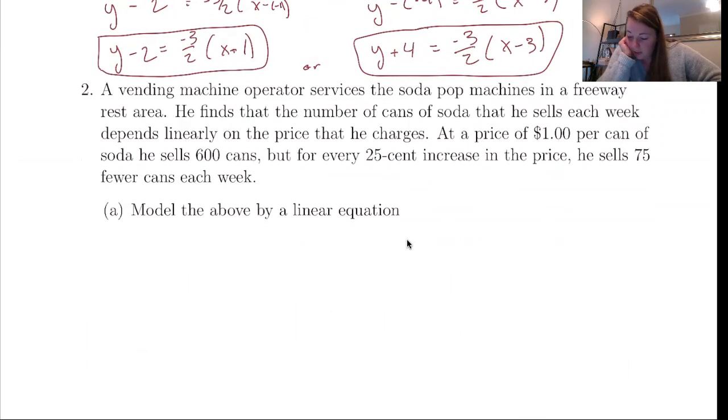So, a vending machine operator services the soda pop machines. He finds the number of cans of soda he sells each week depends linearly on the price that he charges. So it's already telling me it's a linear equation. At the price of $1 per can of soda, he sells 600 cans. But for every 25-cent increase in the price, he sells 75 fewer cans each week.